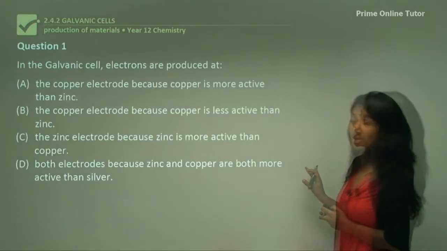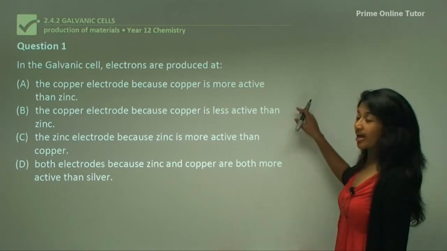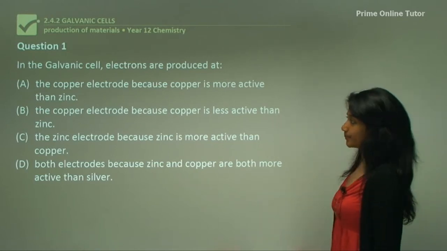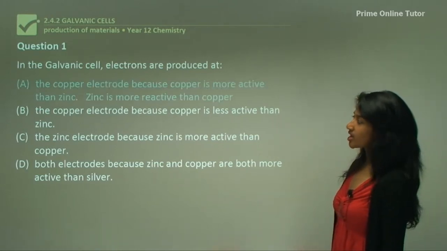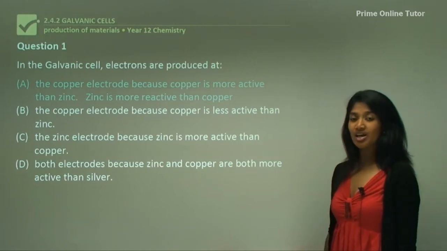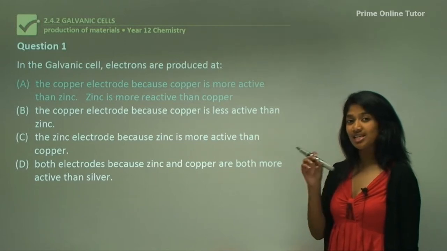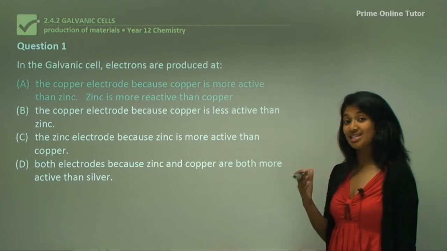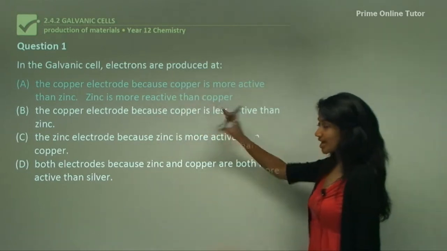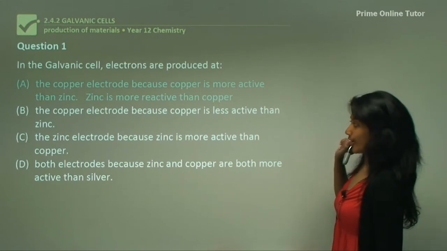Question 1. In the galvanic cell, electrons are produced at. Here we have 4 options. We'll consider each option one by one. Option A. The copper electrode, because copper is more active than zinc. If you refer to your standard potentials table, you would realize that zinc is above copper, which means that zinc is more reactive than copper. Since zinc is more reactive than copper, statement A is incorrect.